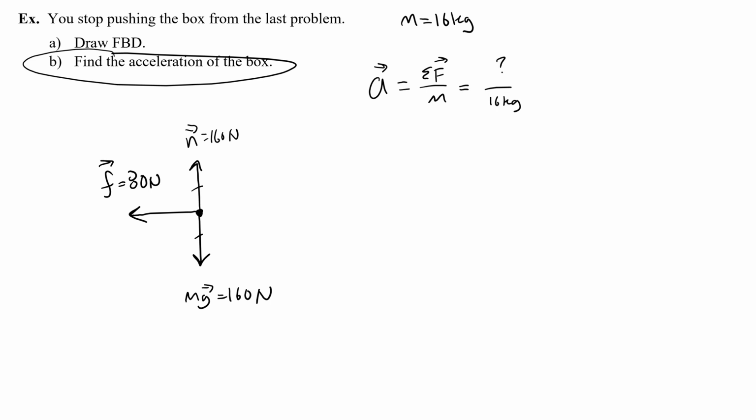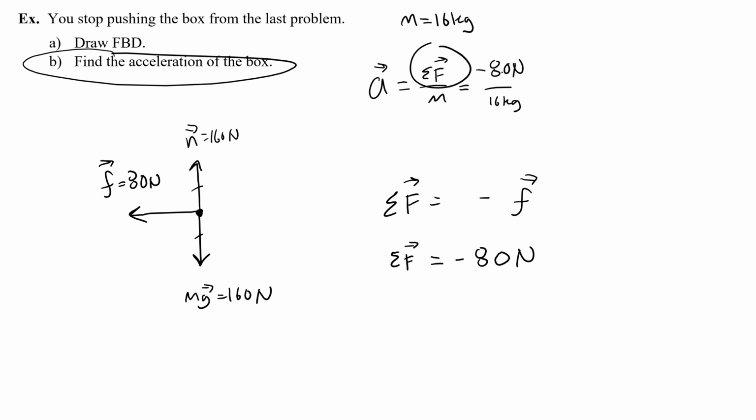Well, before, the net force was the applied force minus friction. But now, there's no applied force. So all we are left with is friction and this little negative, meaning left. So negative 80 newtons is the net force. And when I divide negative 80 newtons, or the net force, divided by 16, I'm going to get negative 5 meters per second squared.